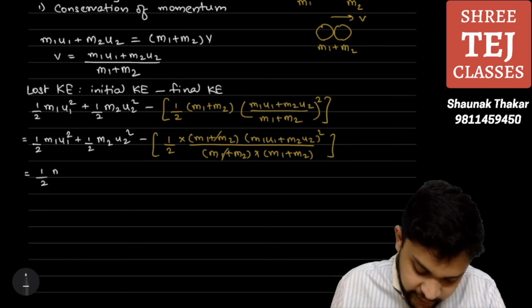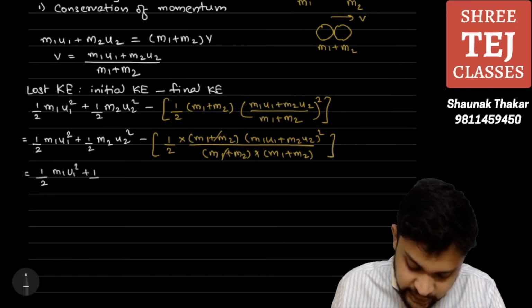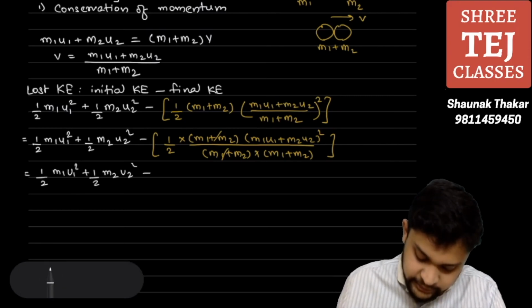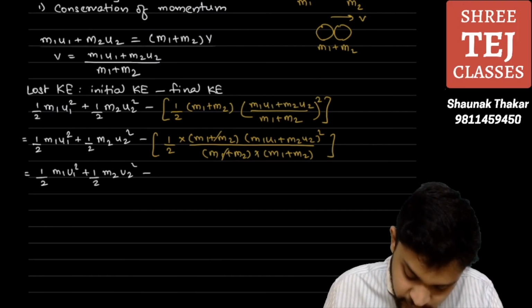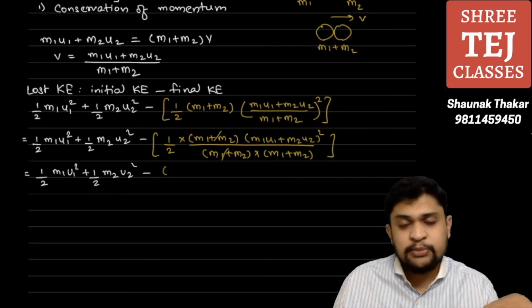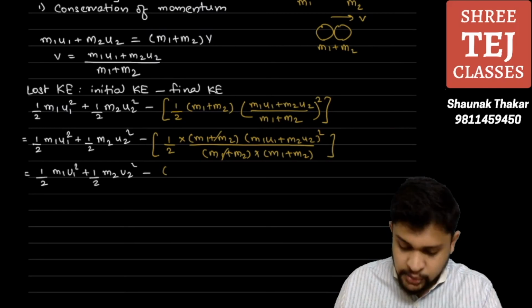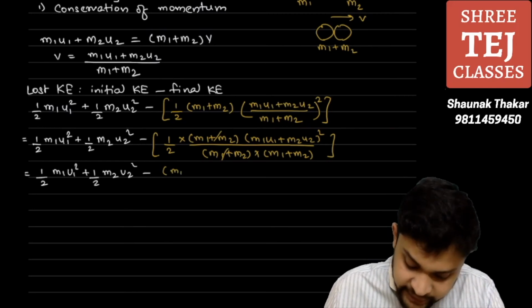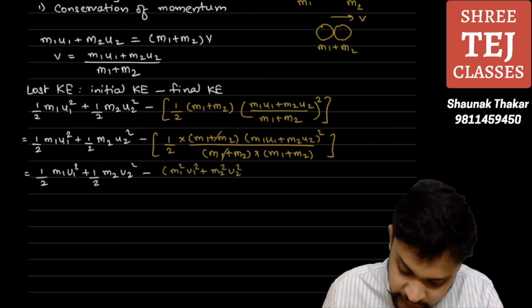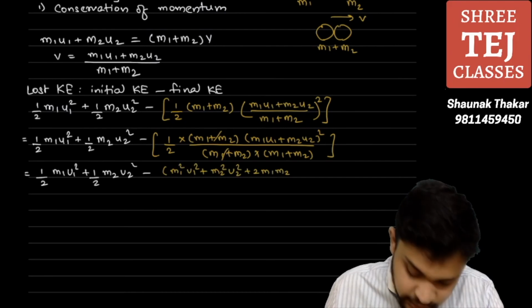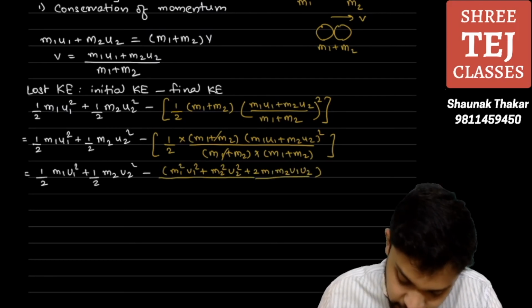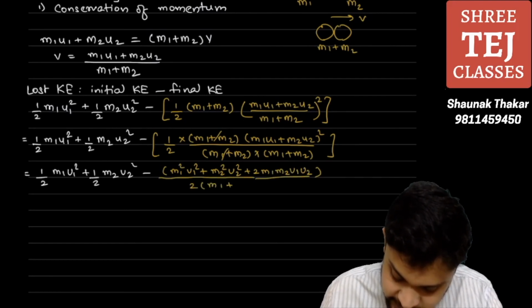Okay, half m1 u1 square plus half m2 u2 square minus, now m1 u1 plus m2 u2 bracket square, we can use the identity a plus b bracket square gives us a square plus b square plus 2ab. So this will give us m1 square u1 square plus m2 square u2 square plus 2 m1 m2 u1 u2, and we will divide by 2 m1 plus m2.